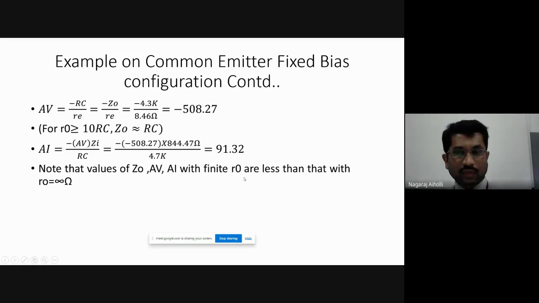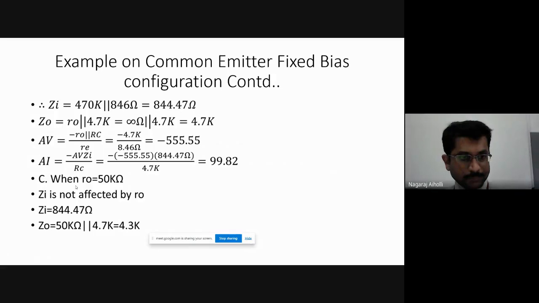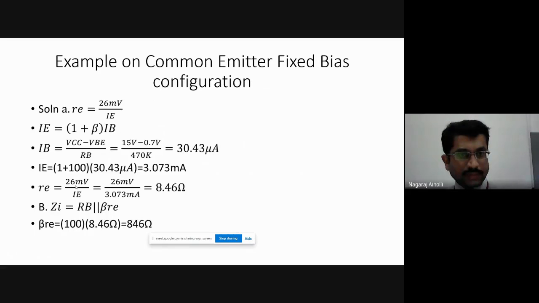Now, whatever values we have calculated, that is Z naught, AV, AI, with a finite value of R naught, that is with 50 kilo ohms, they are less as compared to the Z naught, AV, and AI values for R naught equal to infinity ohms. Right? So this is how we have to solve this example.